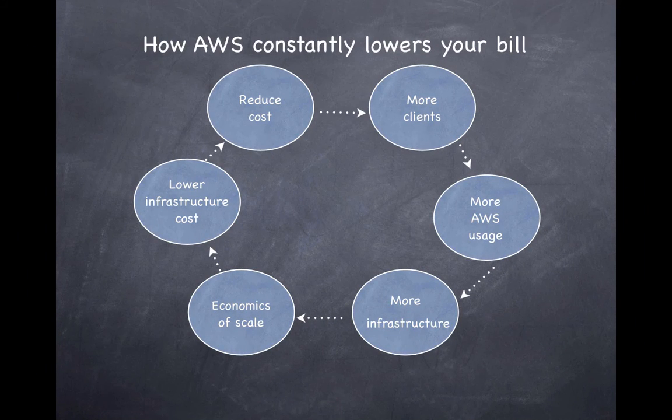Here is a basic graph that can give you a better picture of how this works. Since 2006, AWS has lowered their prices 26 times due to this system.